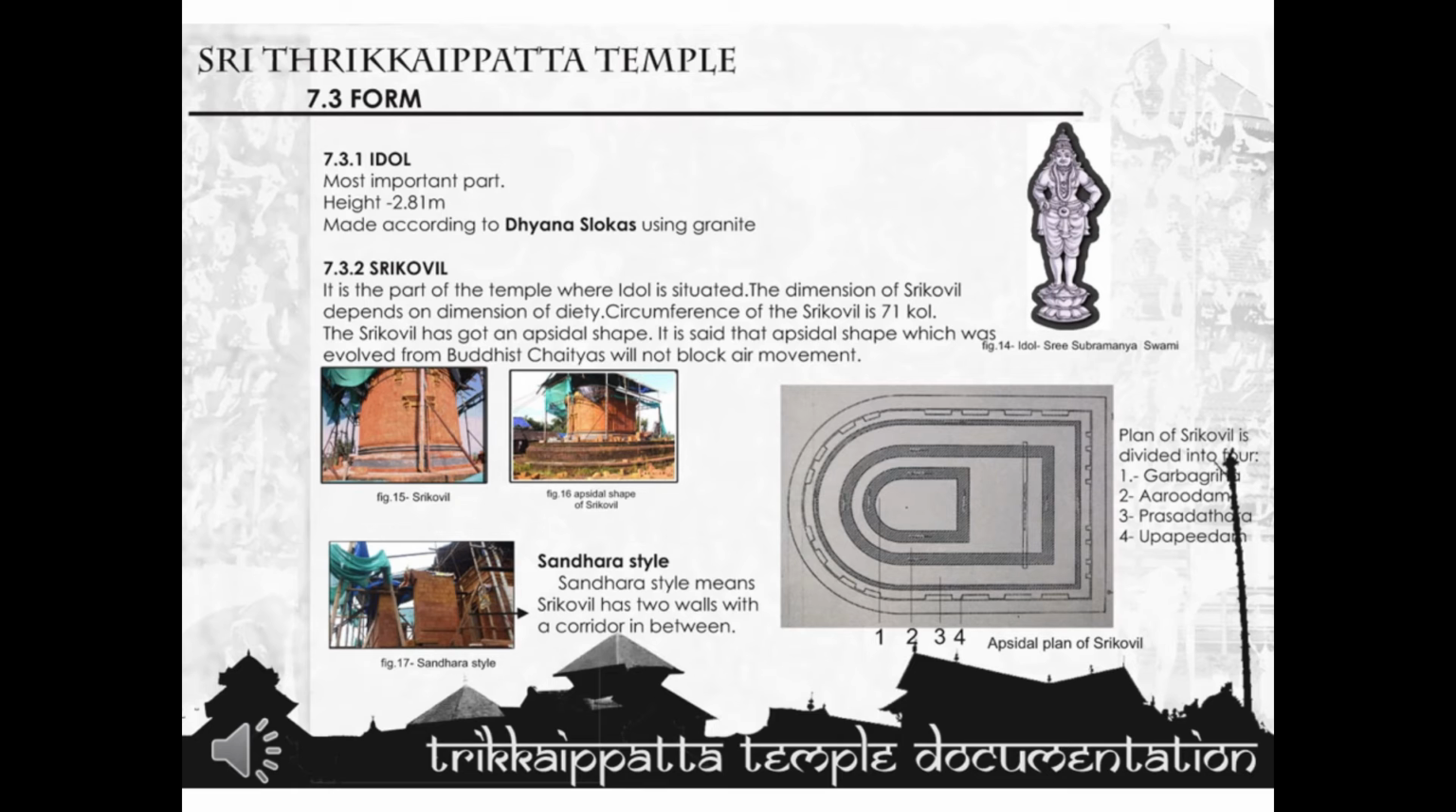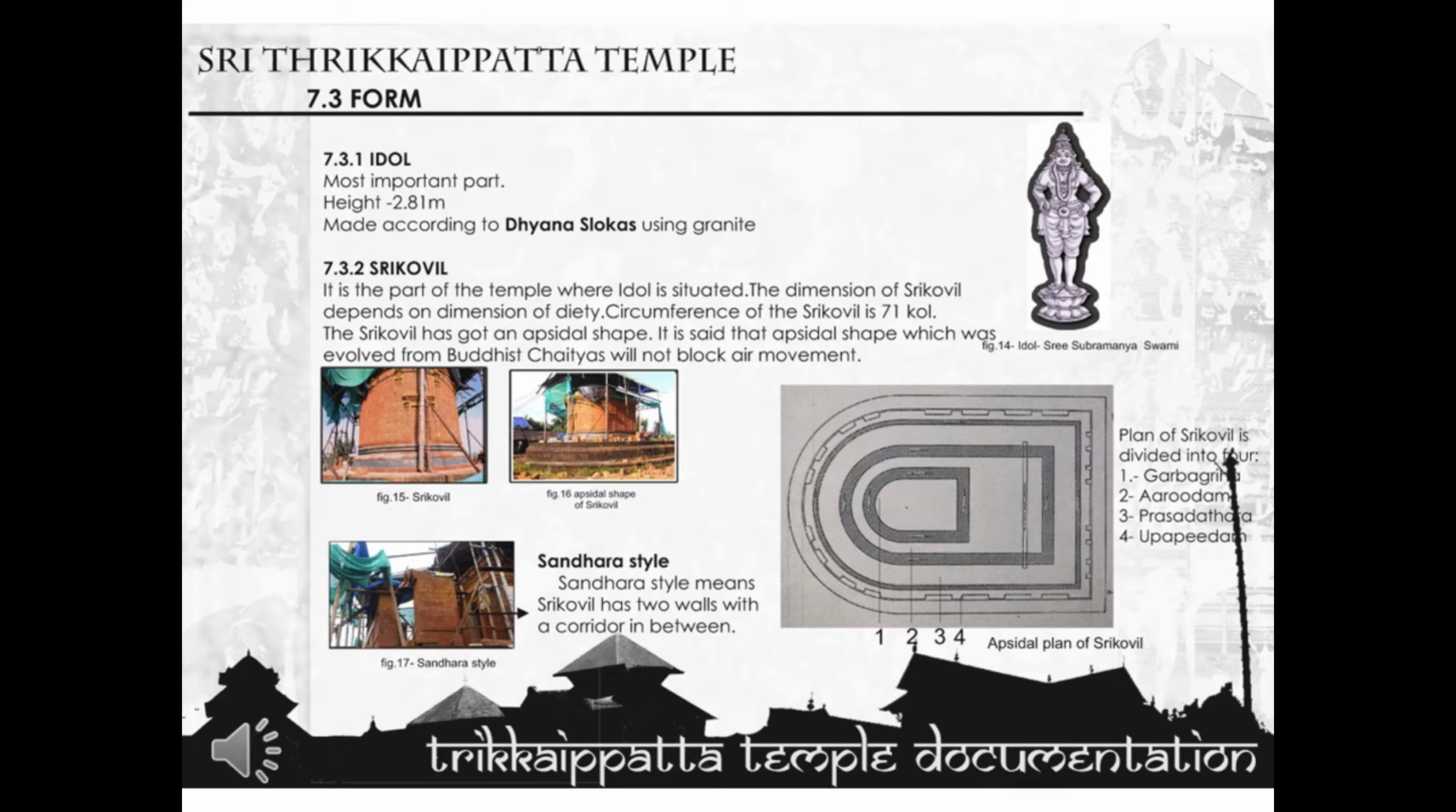Next, Sri Kovil. It is a part of the temple where the idol is situated. The dimension of Sri Kovil depends on the dimension of the deity. Circumference of the Sri Kovil is 71 kol. The Sri Kovil has got an apsidal shape. It is said that the apsidal shape, which evolved from Buddhist Chaityas, will not block air movement.